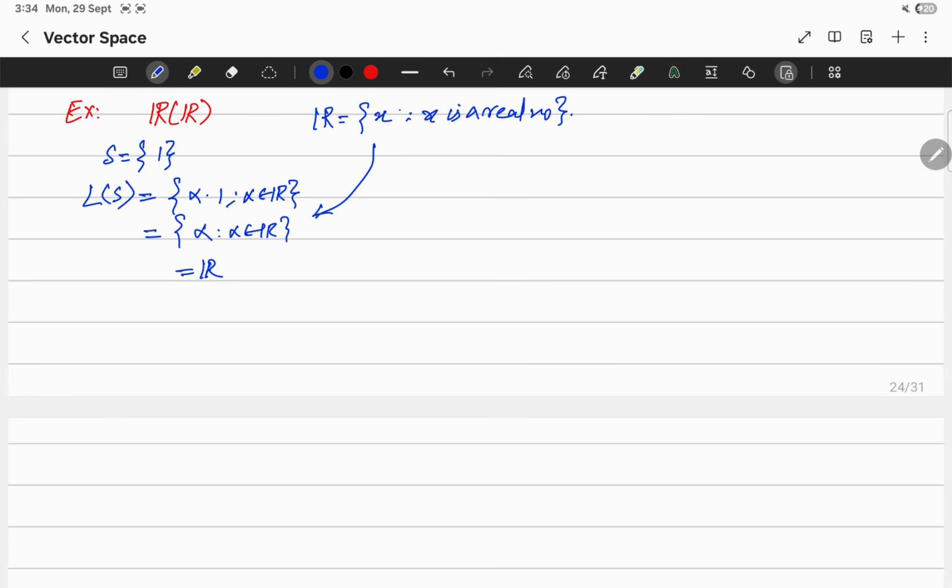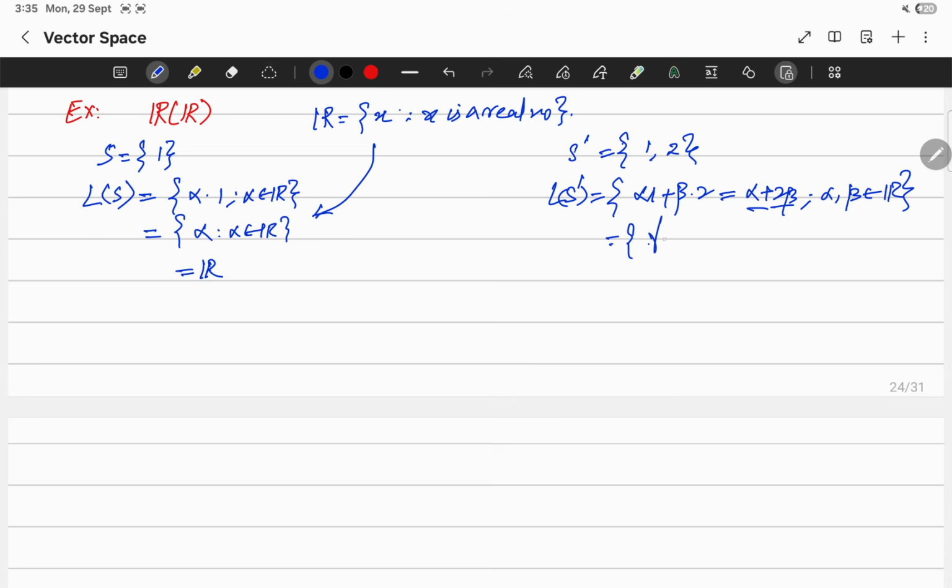Even so, you can check that if you take another set, let it be S prime, with 1 and 2, its span is again the whole line, that is alpha times 1 plus beta times 2, so that is alpha plus 2 beta, where alpha and beta are again in R, and you know the sum of two real numbers is again a real number, so it will be some gamma, and gamma is a real number.